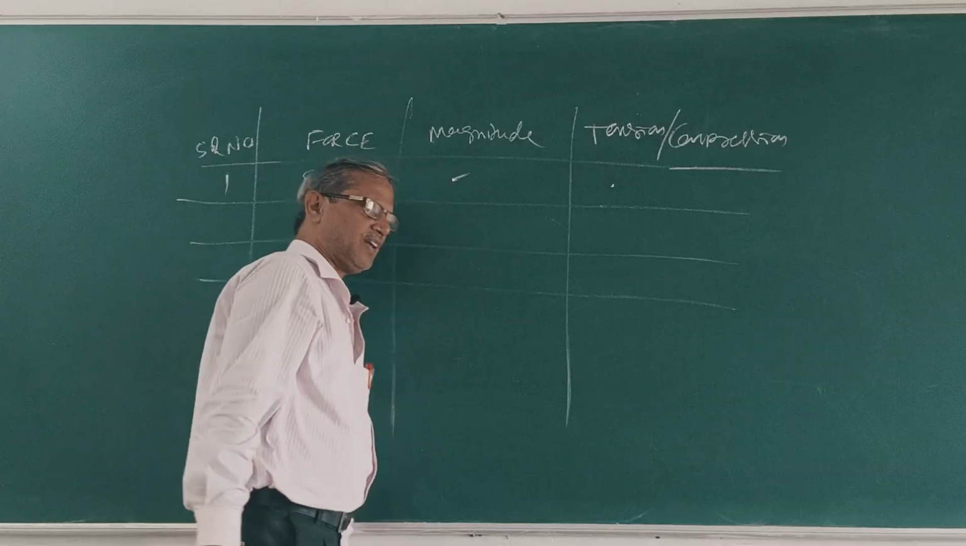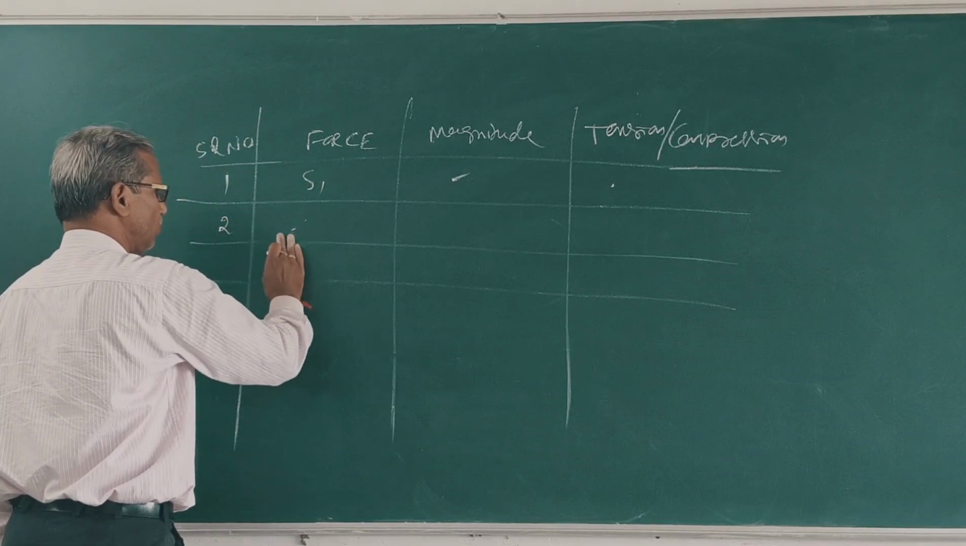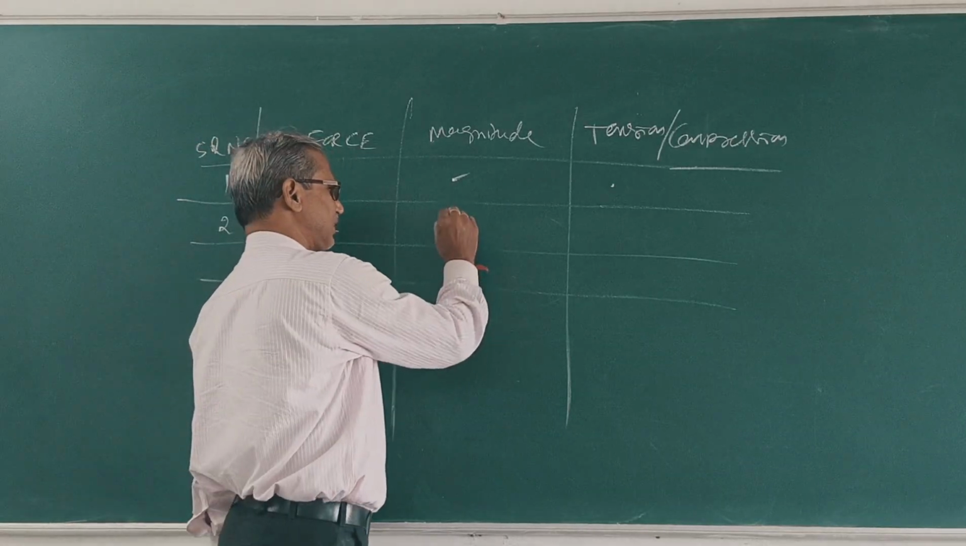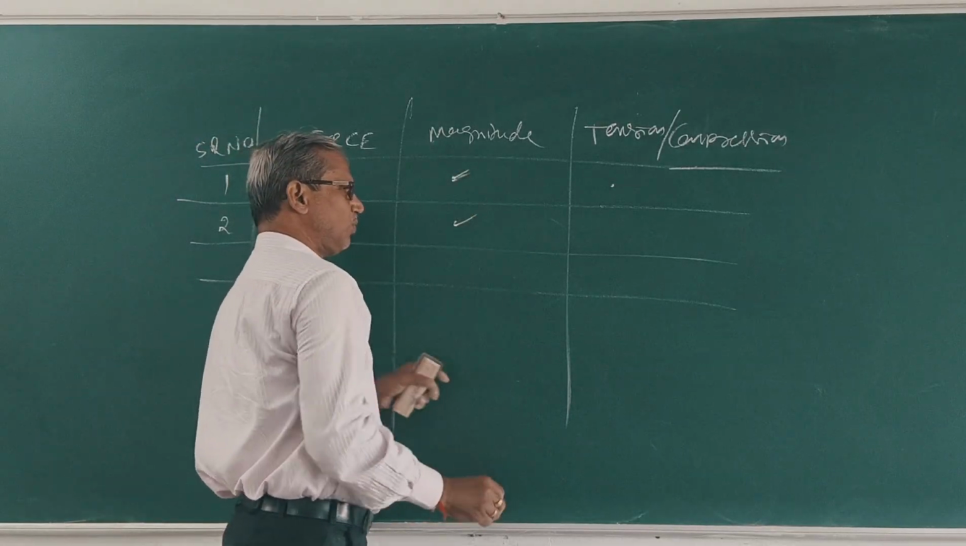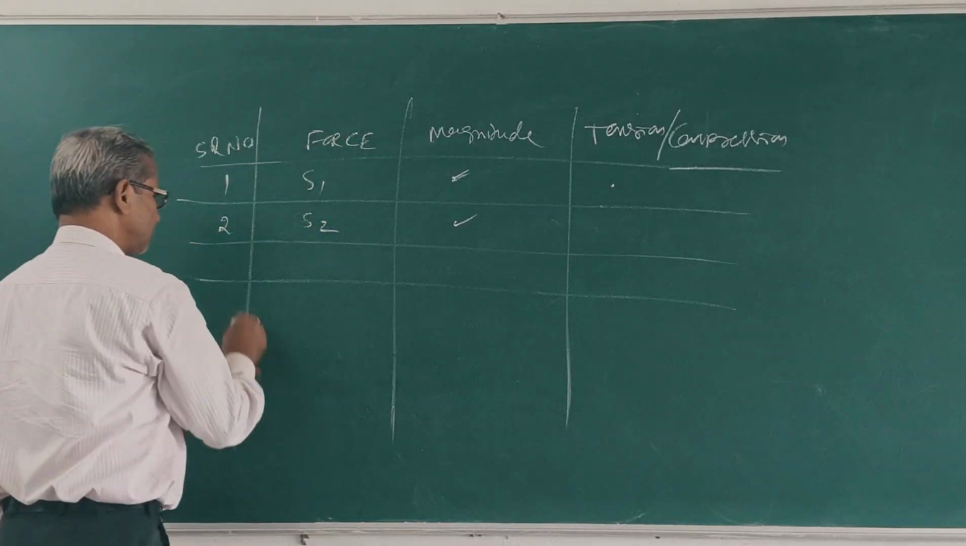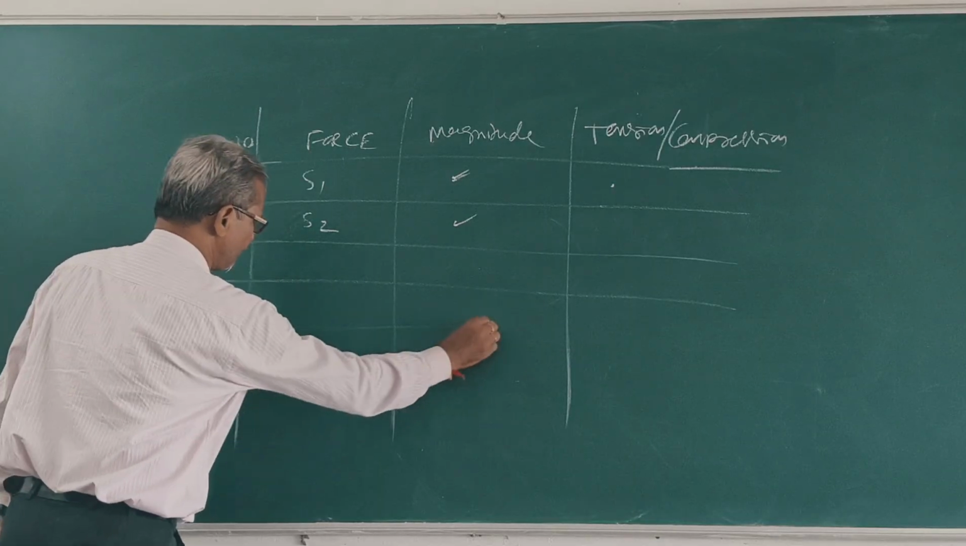Number 2, S2. What is the answer? You find the answer. This is S2. If positive, put tension. Negative, put compression. Similarly, 3, 4, 5, 6, 7. Clear? And fill up the table.